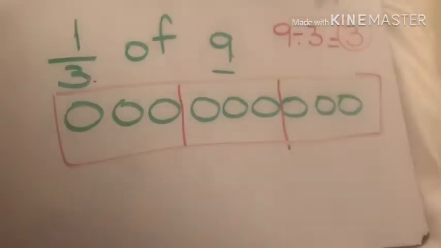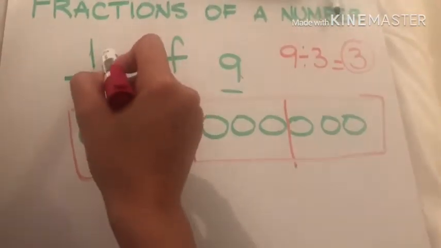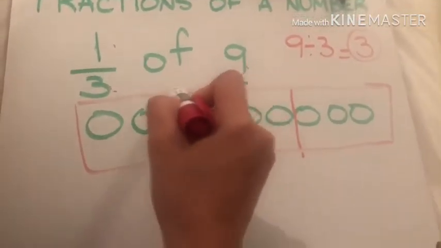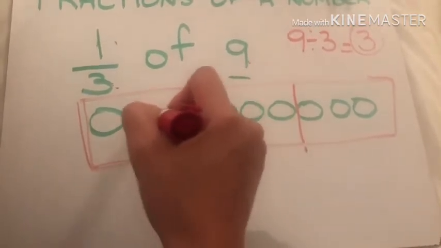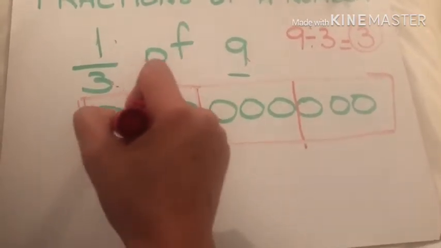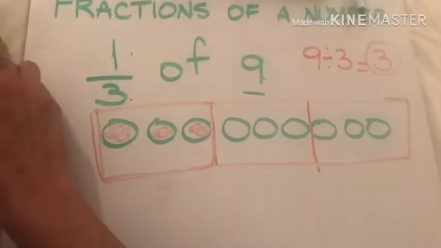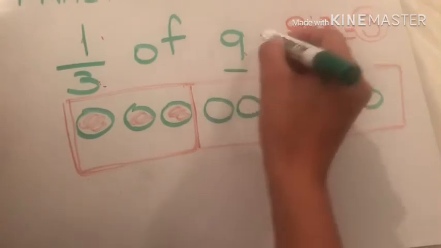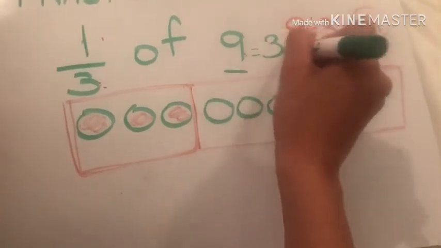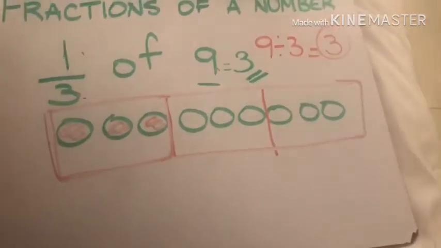Okay. And then I'm going to take how many parts? 1 part. So I'm taking this whole part. And inside of that part, I have 3 objects. So I can say that 1/3 of 9 equals 3. That would be my answer.